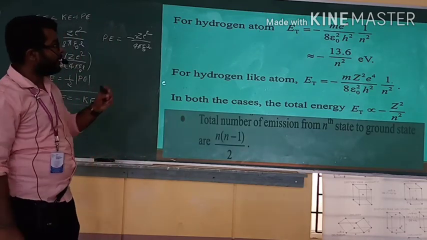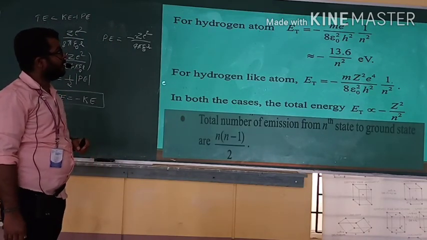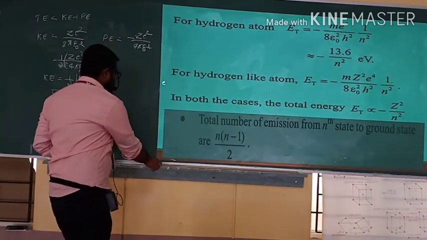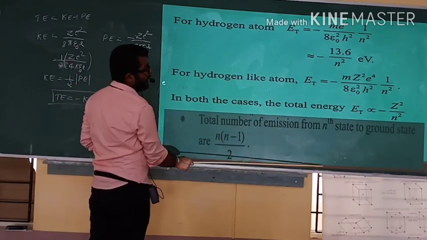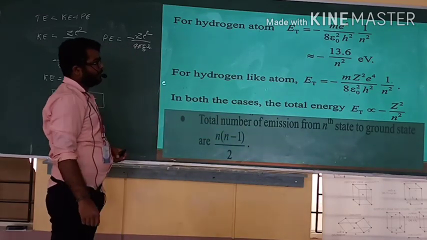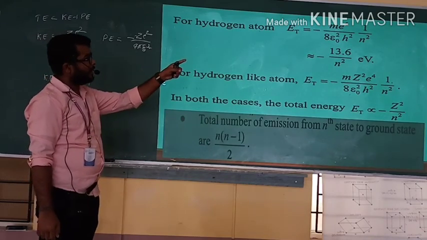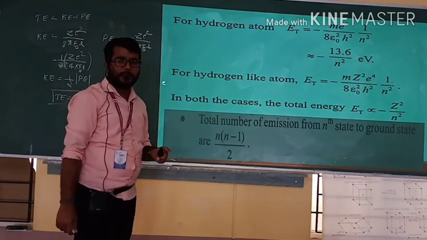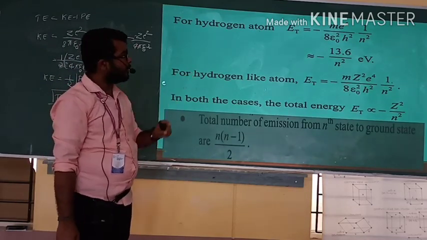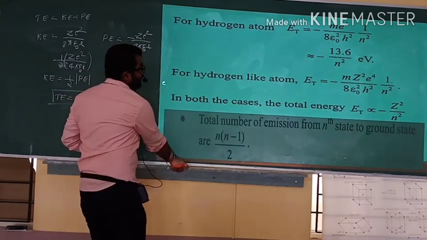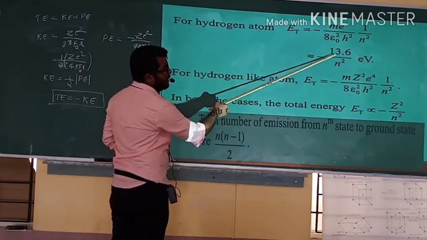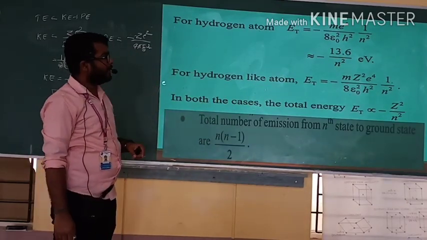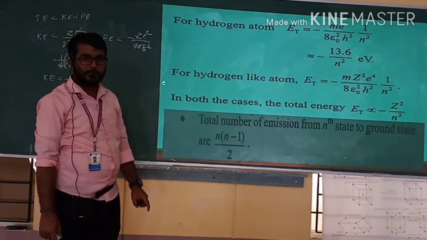So now, if you substitute the total energy equation for the hydrogen atom, and the radius equation, you get the final equation: E total is equal to minus m e to the power of 4 Z square divided by 8 epsilon square h square n square. For the hydrogen atom Z is equal to 1. Substituting and solving all these values, as done in the regular class, you get the energy proportional to minus 13.6 divided by n square electron volt.